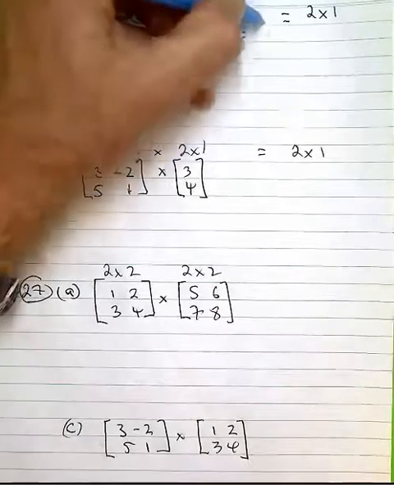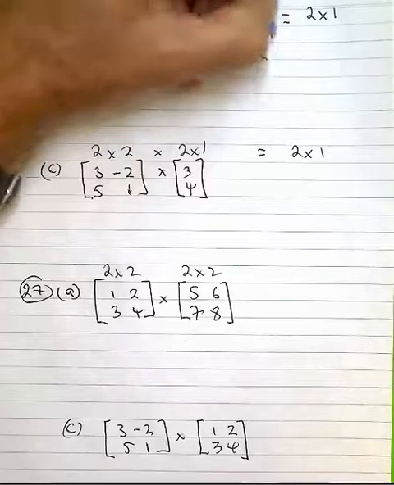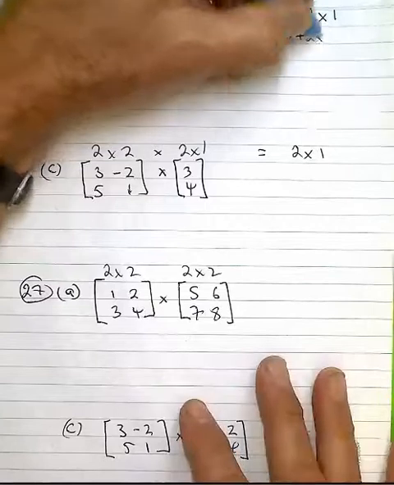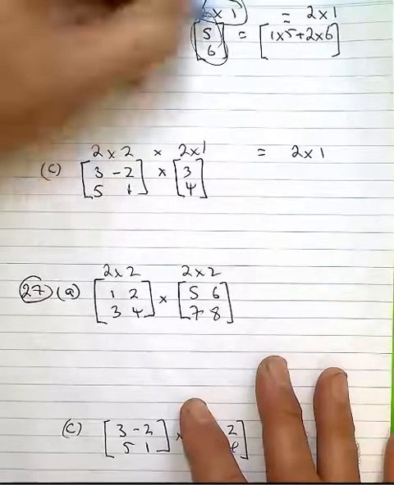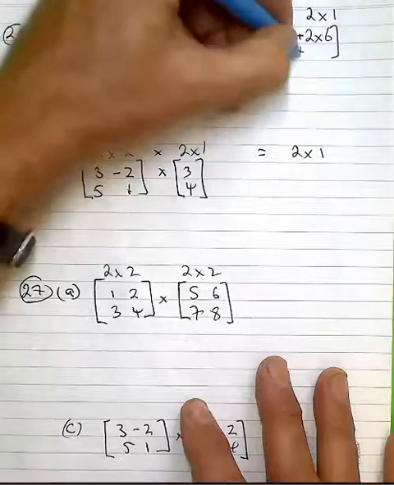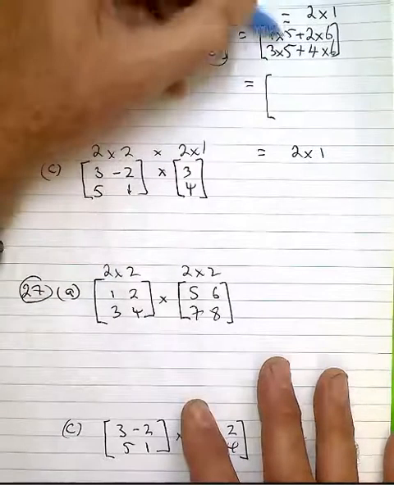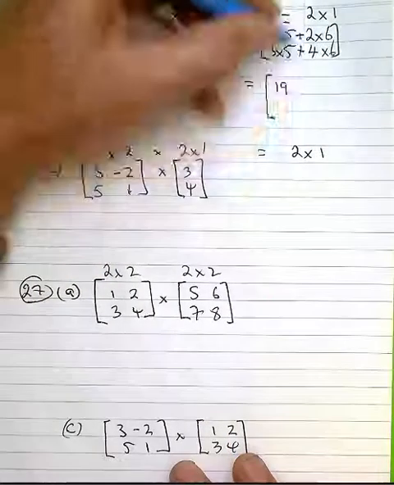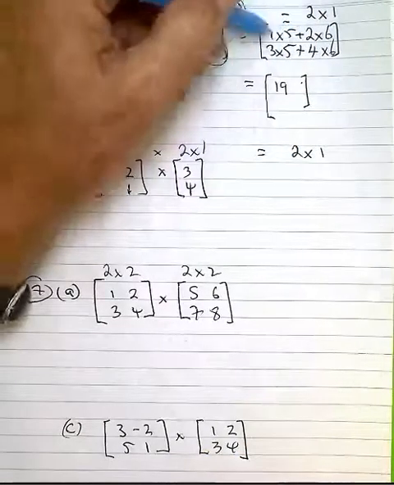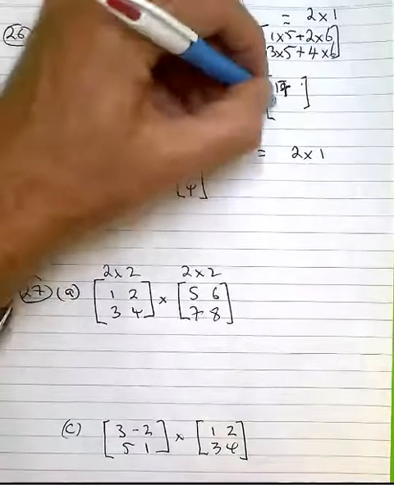When I'm working that through, it's rows times your column. So that becomes 1 times 5 plus 2 times 6, and 3 times 5 plus 4 times 6. And that will give me, as my product matrix, 5 and 12 gives me 17, 15 and 24 gives me 39.